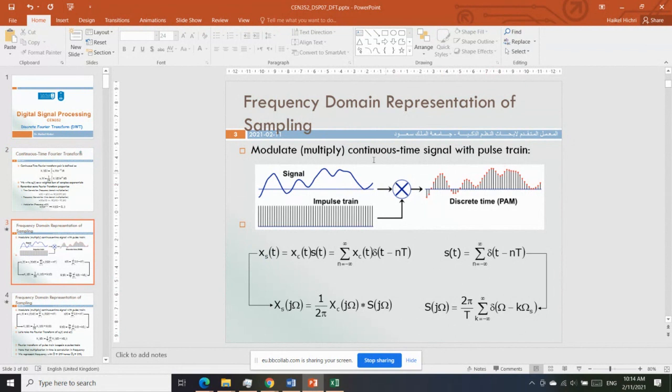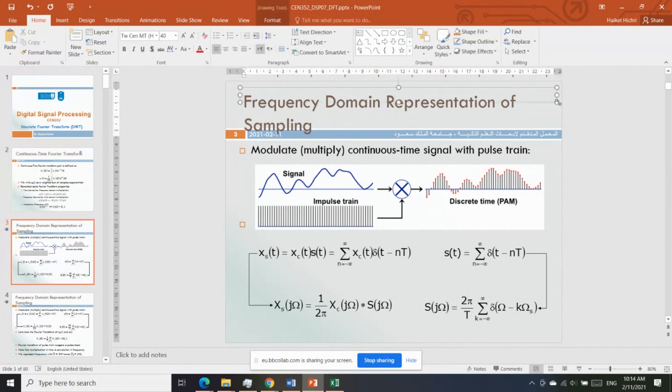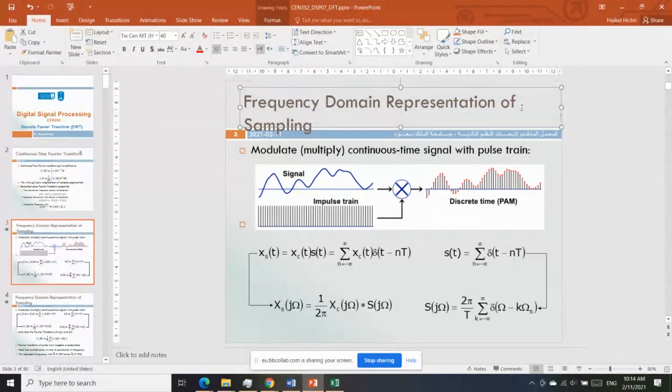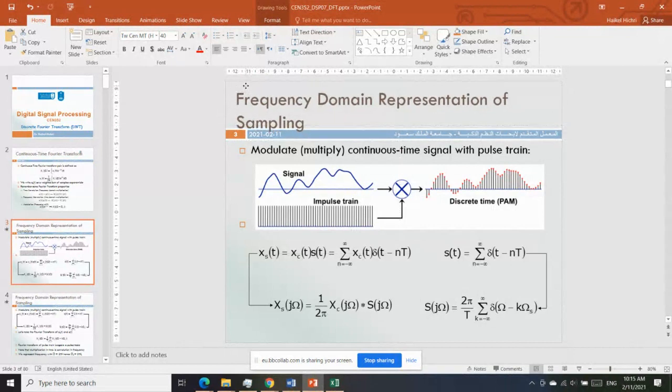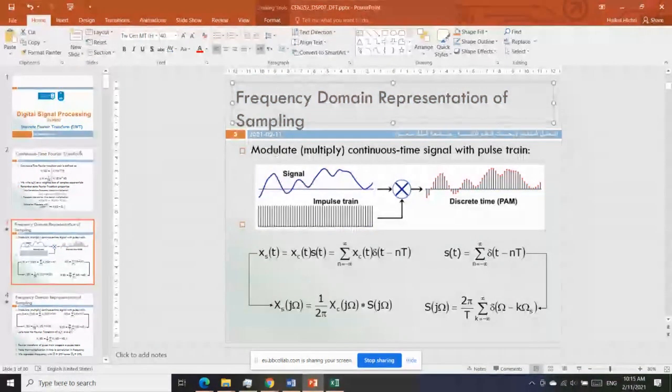So what is the frequency domain representation of sampling? We are now going to study it from the digital perspective, when we sample. So this is the difference in this course: digital. Sampling actually means modulating, or multiplying, not by a sinusoid, but by what is called an impulse train, a set of impulses.